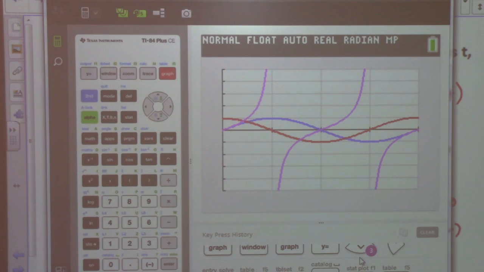So the blue line is the sine, okay, right? And because the sine goes from 0, the value goes from 0 to 1, and then down from 1 to 0, and then down from 0 to -1, and then up from -1 to 0. Okay? All right?